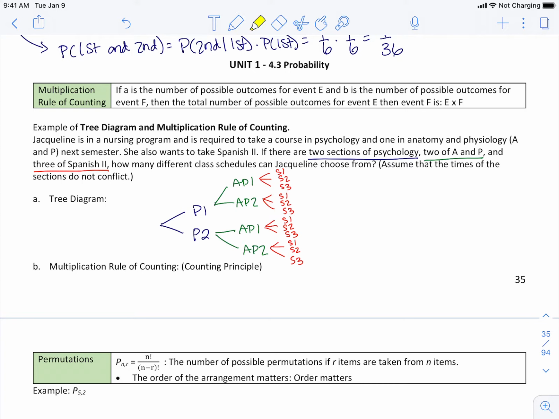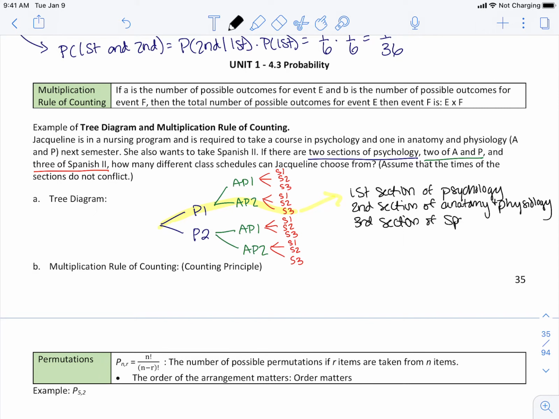All right, so if you're trying to read a tree diagram, for example, if I read along this branch here, that represents that I am taking the first section of psychology, I am taking the second section of anatomy and physiology, and I'm taking the third section of Spanish 2.